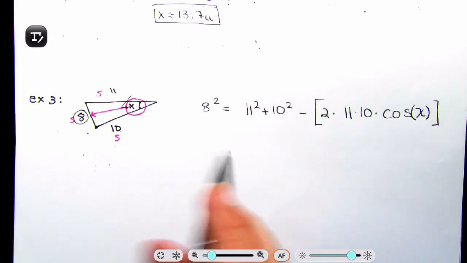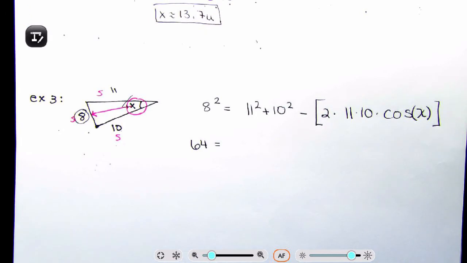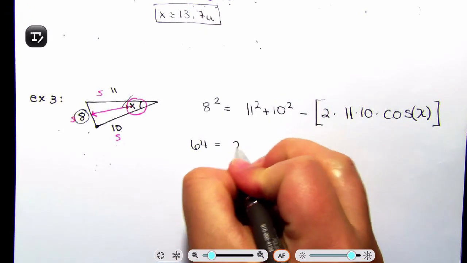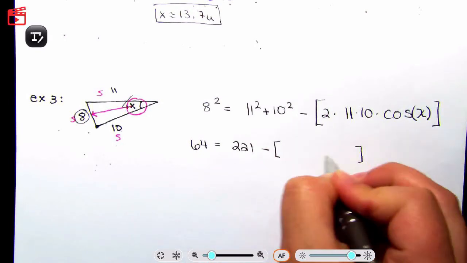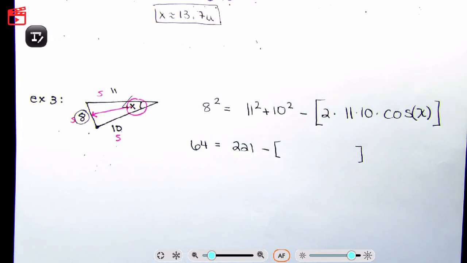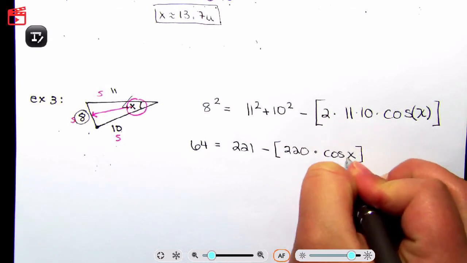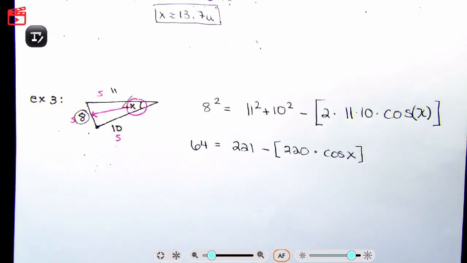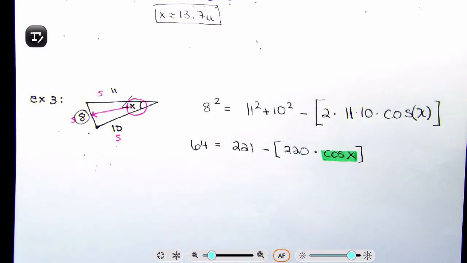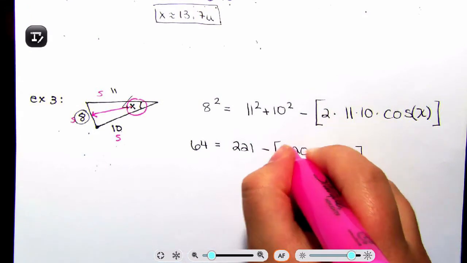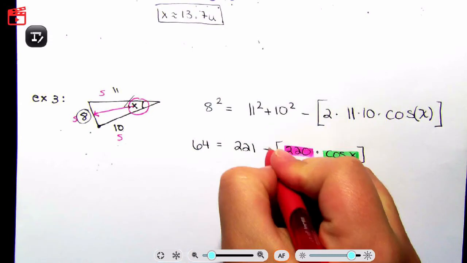Let's figure it out. So obviously 8 times 8 is 64. 11 squared plus 10 squared, that is 221, minus, and I'm going to multiply as much as I can. Obviously cosine of x I don't know, but 2 times 11 times 10, that is 220 times cosine of x. Here is kind of what we're dealing with. Obviously, we have this cosine of x that is on its own, but it's being multiplied by that 220. This 220 still has a bubble in front of it, which is this minus.